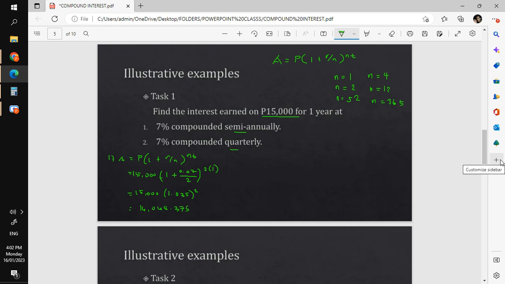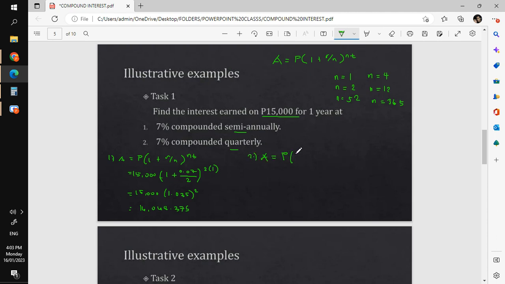15,000 pesos given the rate of interest, which is 7%. Now, if you have exponentials, or if you have to multiply a particular base 7 times, 10 times, and so on, it will be a lot easier if you have your scientific calculator, because all you have to do is to click the base and the exponent, then voila, you will have your answer. Now, for number two, still the same formula.